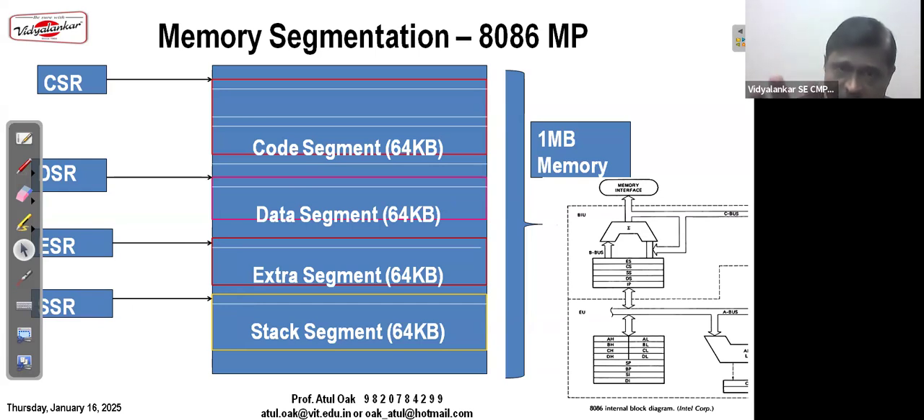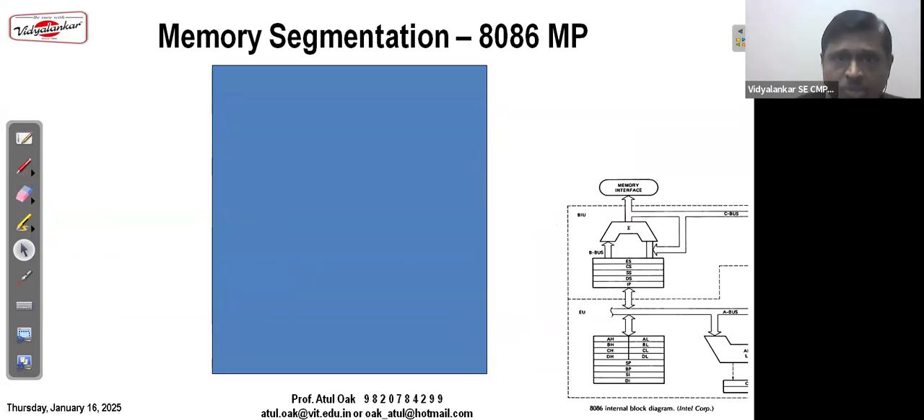So 4 registers are dedicated, one register for one segment: CSR, DSR, ESR, SSR. And these registers will store the address where the segment starts. जैसे start address for code segment in CSR, start address for data segment in DSR, start address of extra segment in ESR, start address of stack segment in SSR. Okay, and these registers are visible here. Observe it.